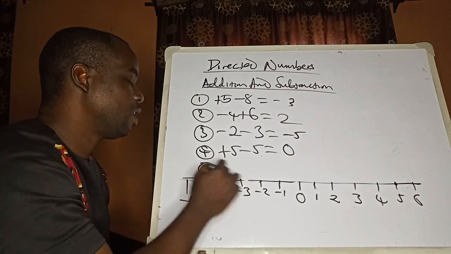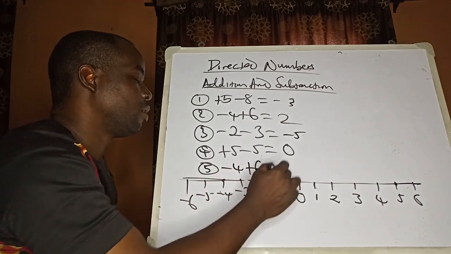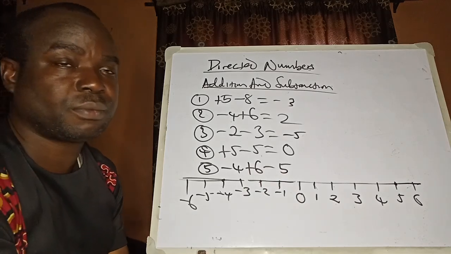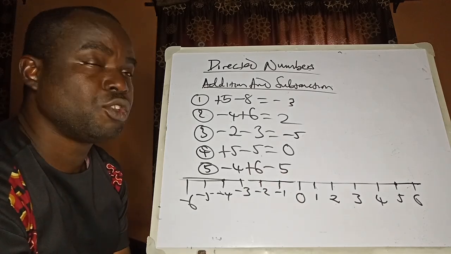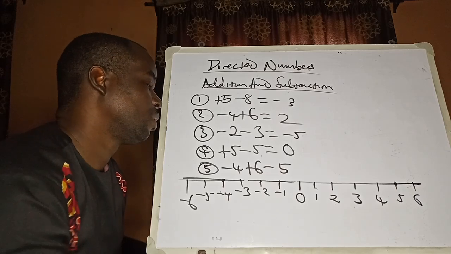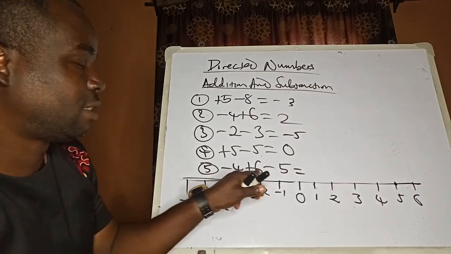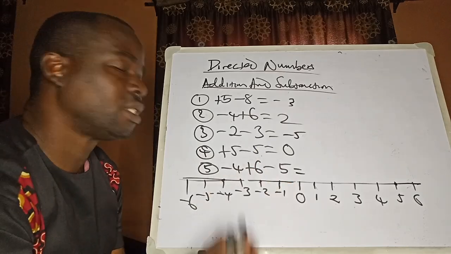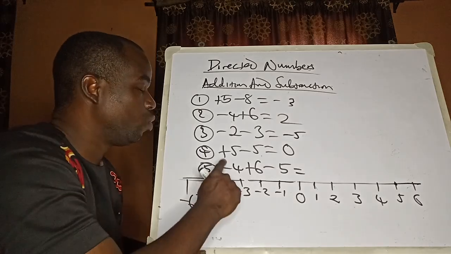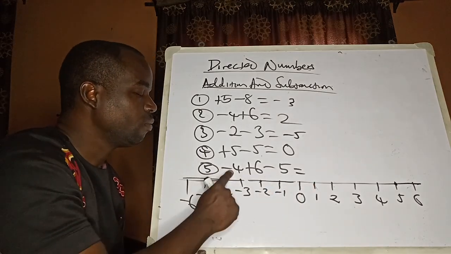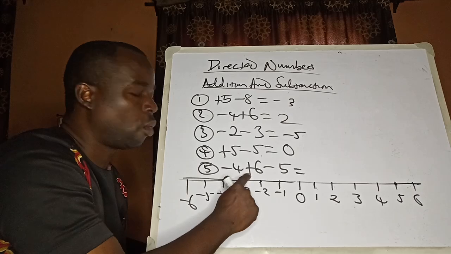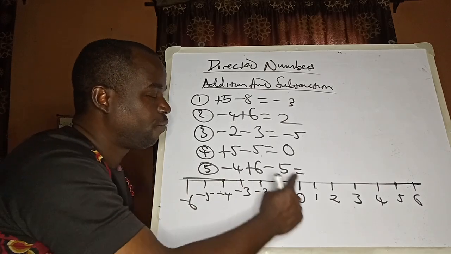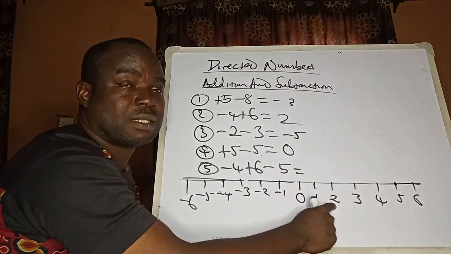So let's do minus 4 plus 6 minus 5. When there are 3 in number, I will advise that you do this one first before you now do this one. So let us first do minus 4 plus 6. How do you do minus 4 plus 6? We locate minus 4 here. Move 6 places forward because of plus. So I have 1, 2, 3, 4, 5, 6. So that is 2. The answer is 2.